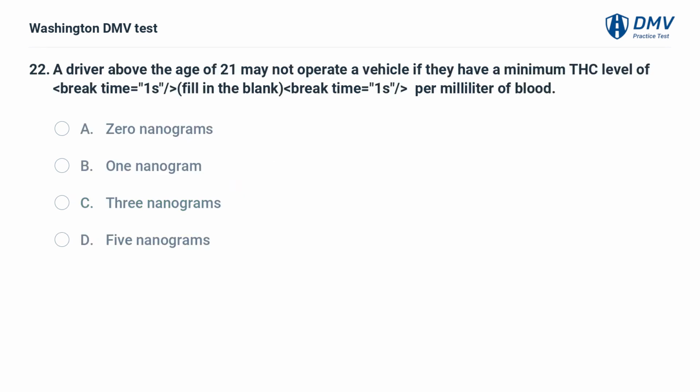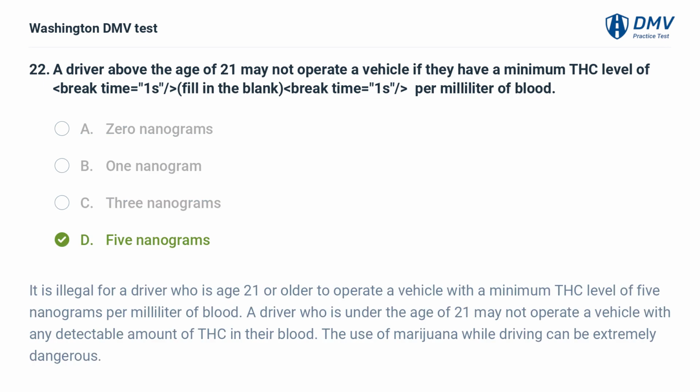A driver above the age of 21 may not operate a vehicle if they have a minimum THC level of fill in the blank per milliliter of blood. A. 0 nanograms. B. 1 nanogram. C. 3 nanograms. D. 5 nanograms. D. 5 nanograms. It is illegal for a driver who is age 21 or older to operate a vehicle with a minimum THC level of 5 nanograms per milliliter of blood. A driver who is under the age of 21 may not operate a vehicle with any detectable amount of THC in their blood. The use of marijuana while driving can be extremely dangerous.